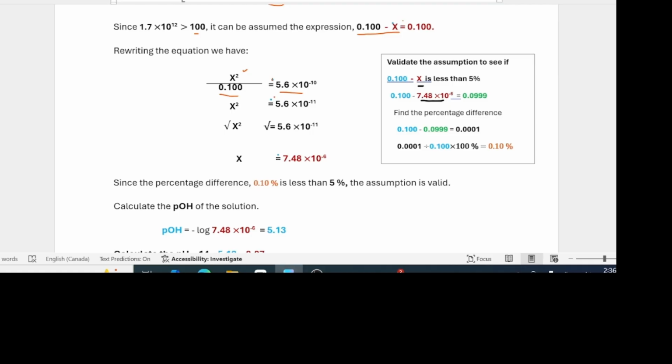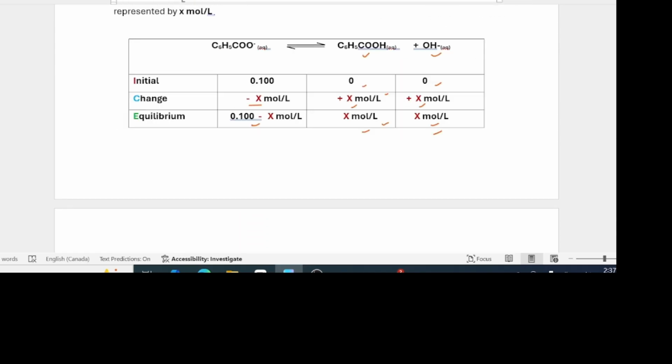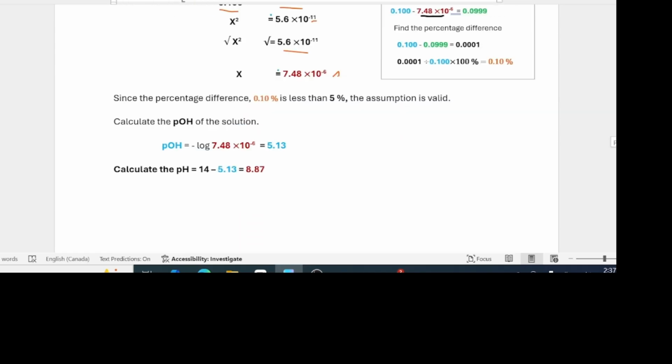X squared is equal to, that becomes 10 to the negative 11 because we multiply by that 0.1 there, we take it across. The root of X squared will be equal to the root of this. It turns out to be approximately 7.4 times 10 to the negative 6 moles per liter. You know what X is? X is the concentration of hydroxide ions. But we are asked to find the pH of the solution. We don't have hydrogen ions concentration, we have OH ions concentration, which is this.